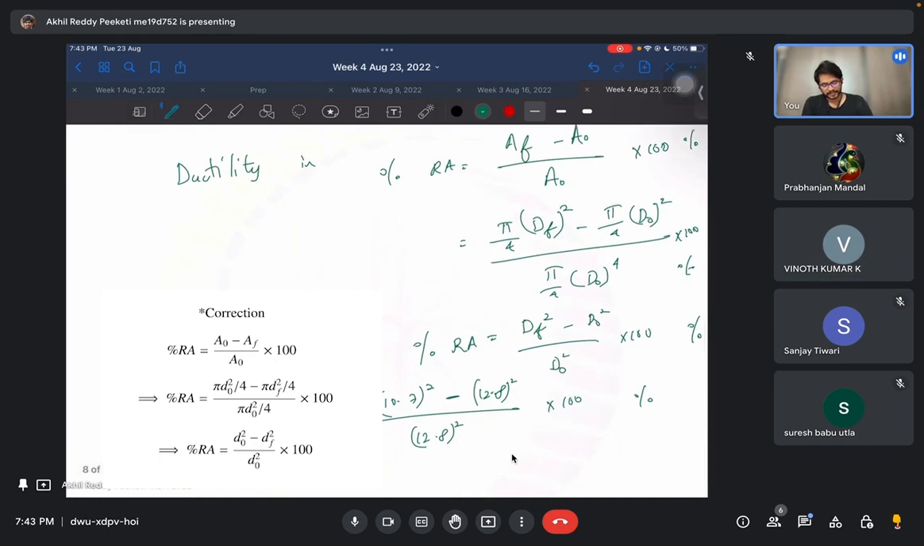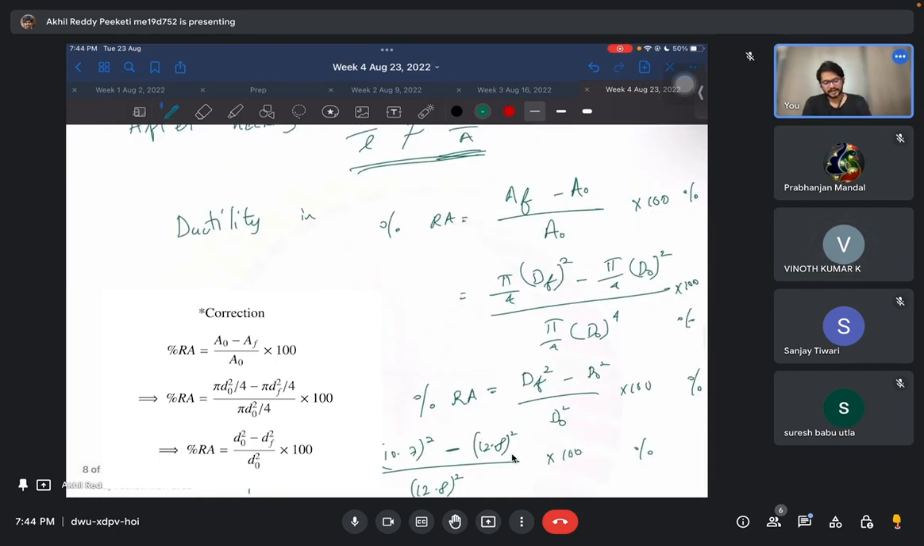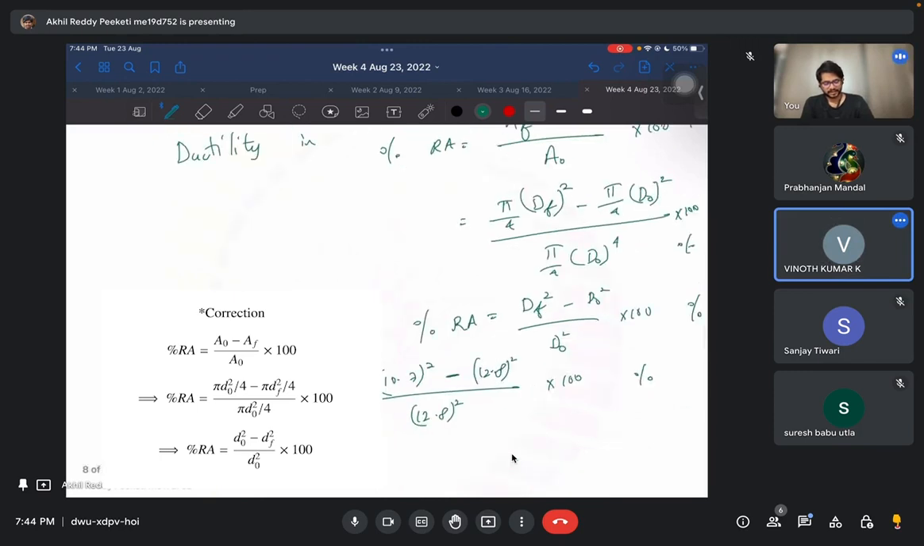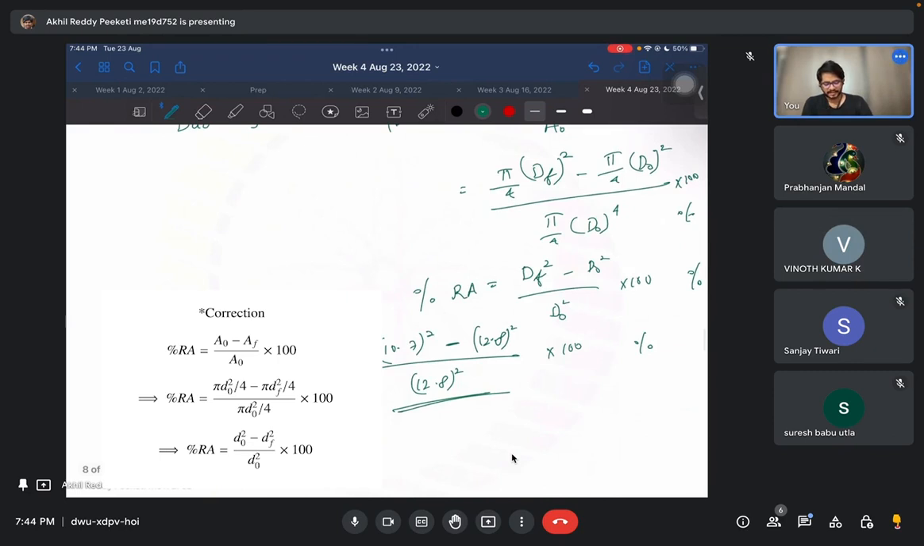So this percentage reduction in area, I am just writing it as area final minus area initial by area initial. Whether this is positive or negative depends on your definition. You can either put A0 minus AF or AF minus A0. Yeah, this will give a negative value. You can maybe state it in terms of positive only, because in the definition it's reduction. So that's up to you. I am not exactly sure what the textbook follows, but this is how you would get it.